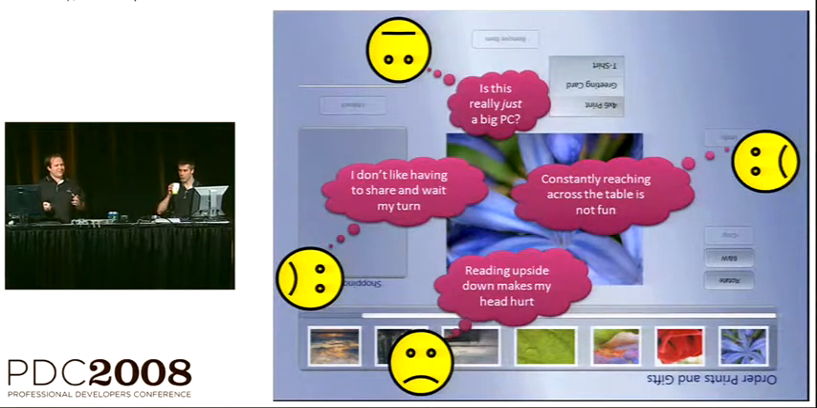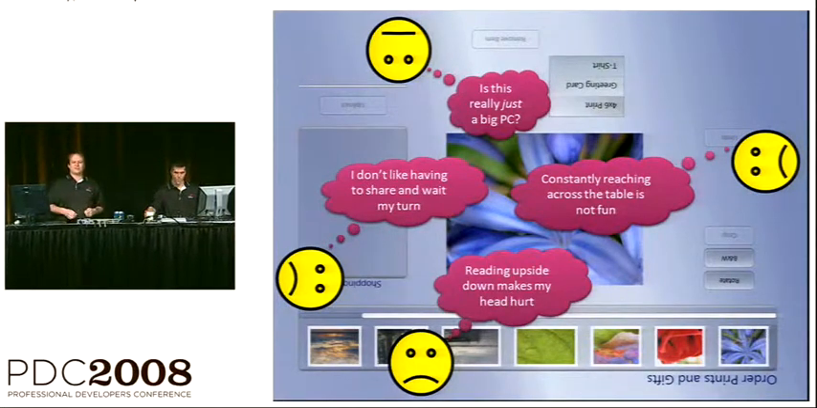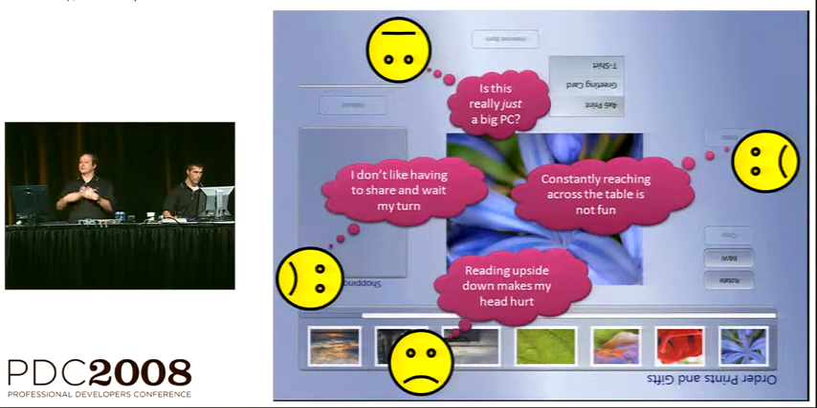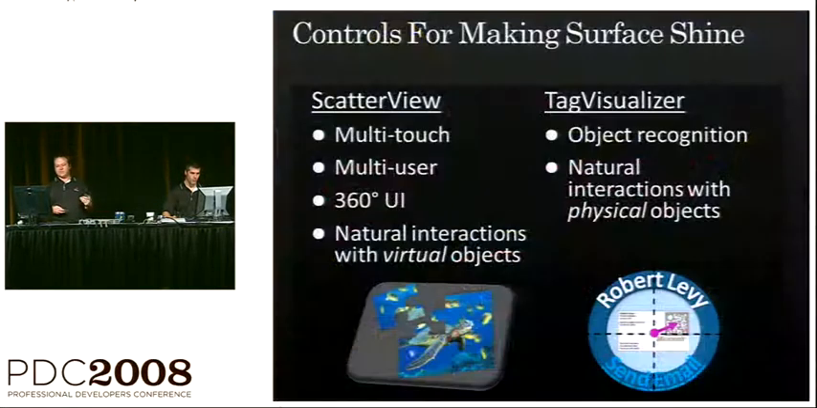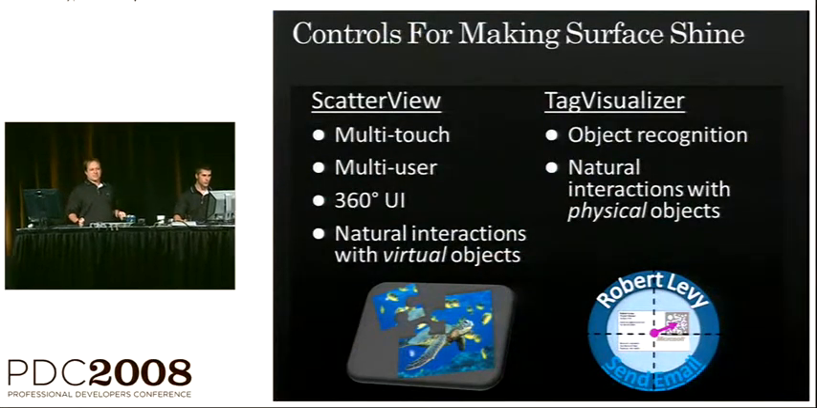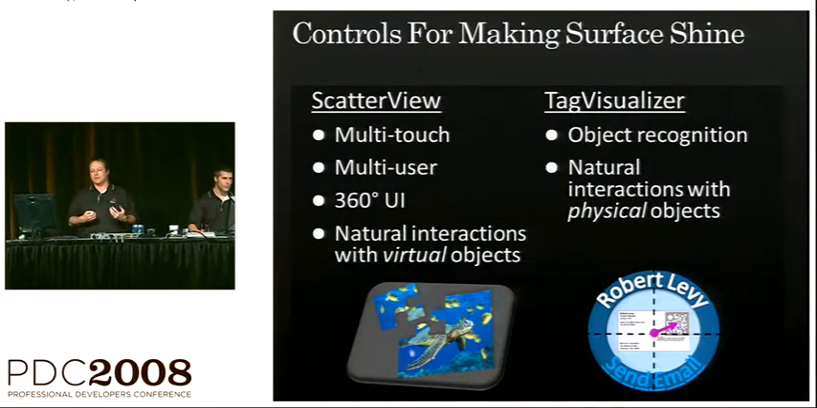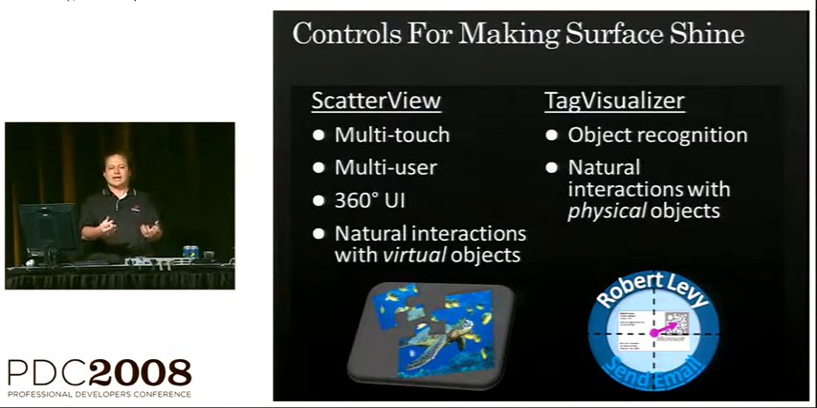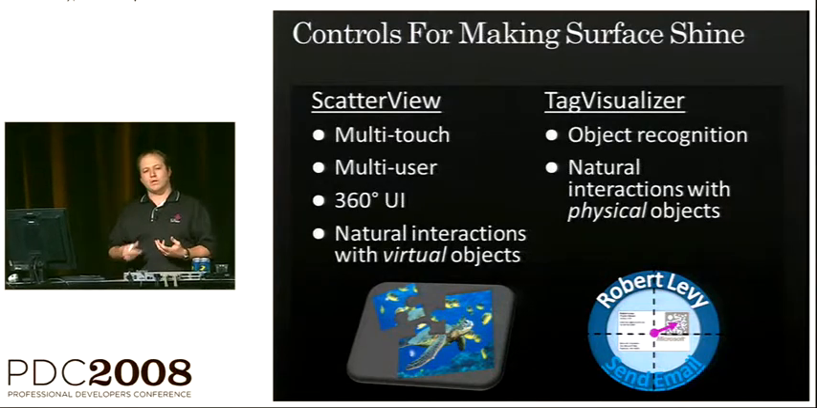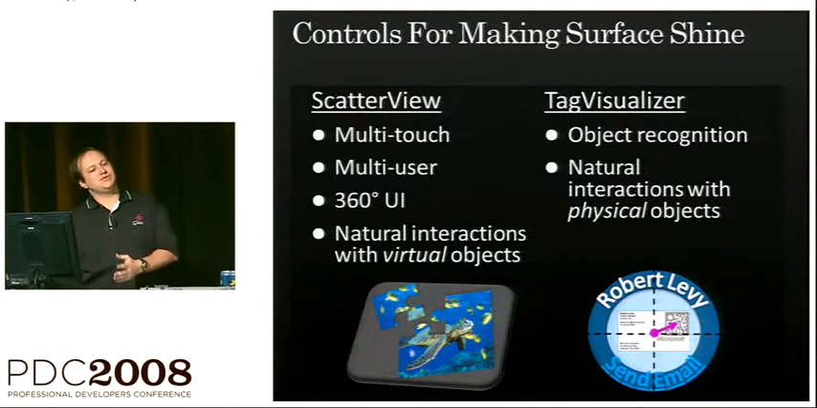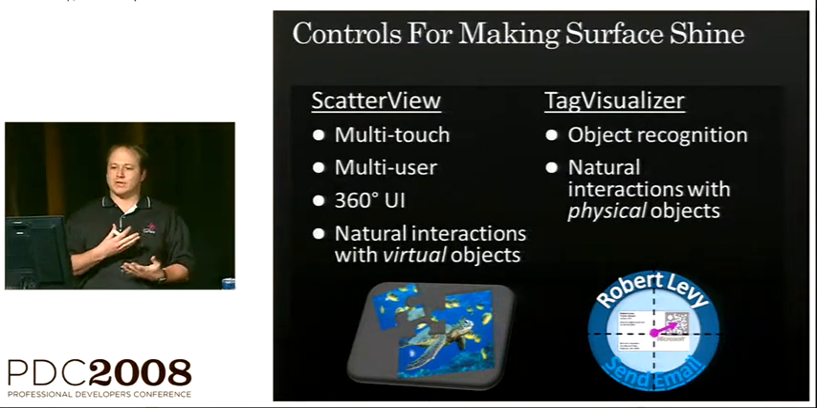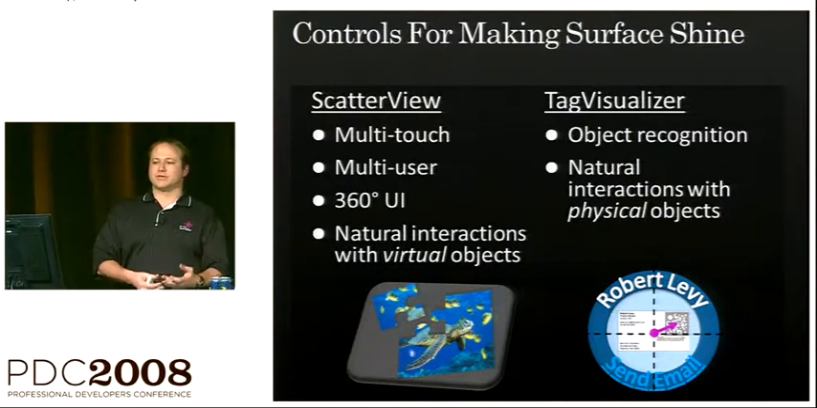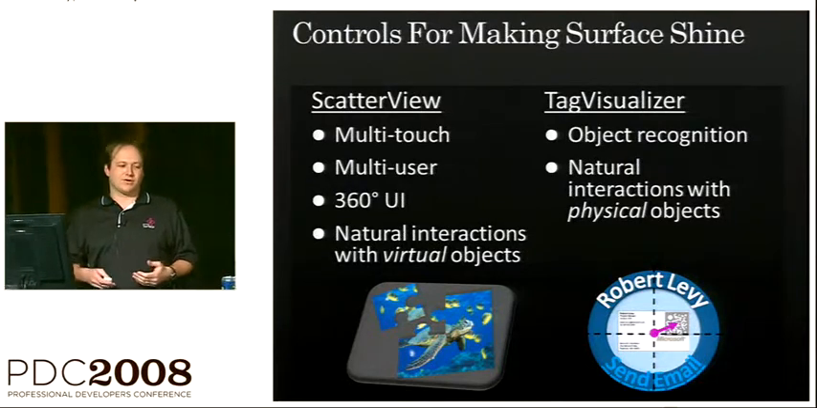So we started out by showing a demo of taking an application from the Windows SDK, a sample WPF app, porting it to Surface, showing how you're able to reuse all the things you already know, but how that doesn't create the right user experience. And then we talked about the custom controls that ship in the Surface SDK, like scatter view, and how that lets you bring out the massive multi-touch, the multi-user, 360-degree UI, natural manipulations and gestures with virtual objects. And then we talked about the tag visualizer control that lets you bring in the object recognition capabilities of Surface and natural interactions with everyday physical objects in your surroundings.